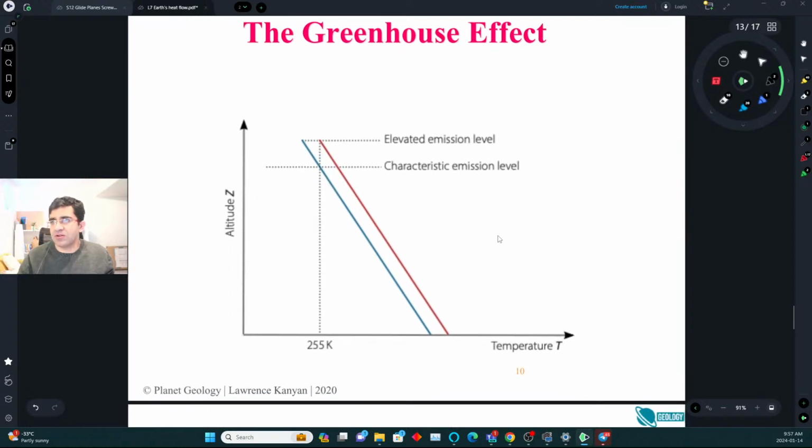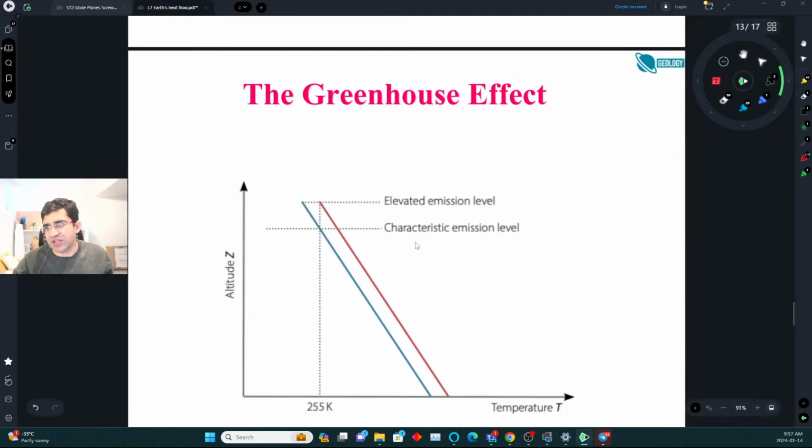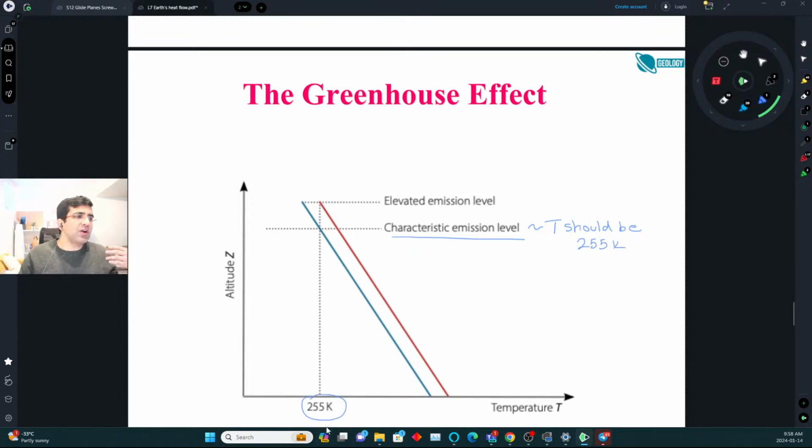Now, the greenhouse effect. This is another way of thinking of it, which is actually the correct way of thinking of the greenhouse effect. We said there was a characteristic emission level. What was the characteristic emission level? What should be the temperature? How many kelvins? 255. Now, if you add more carbon dioxide to the atmosphere, what will happen?